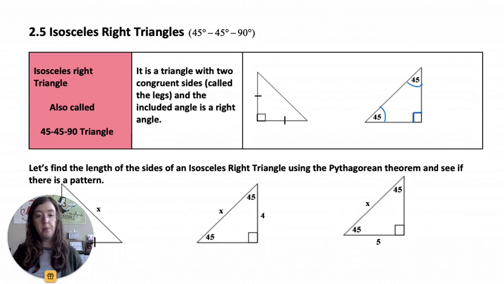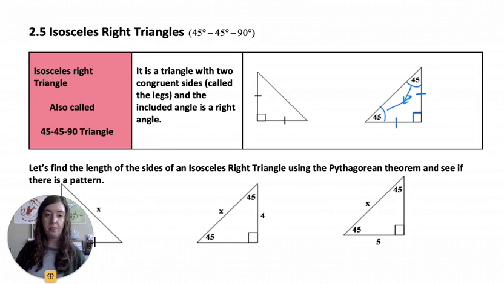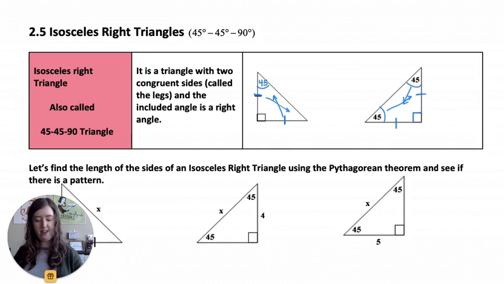Now you might remember from last year that if two angles, called base angles, are congruent, then the sides opposite those two angles are also congruent. The converse is that if these two sides are congruent, then the angles opposite them will be the same. So they would have to be 45 degrees, since all my angles have to add up to 180.